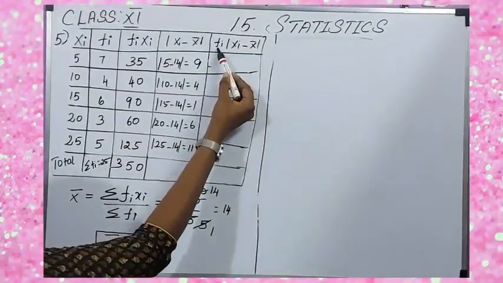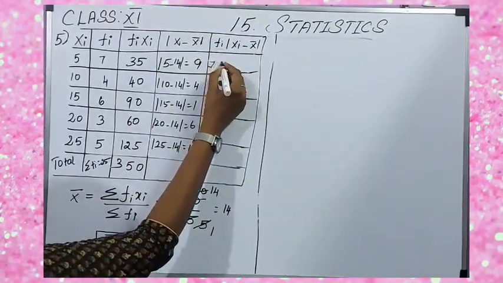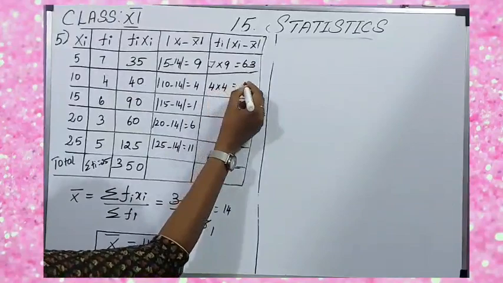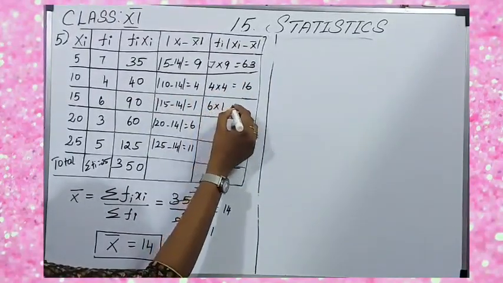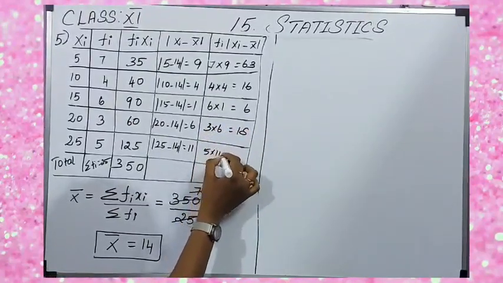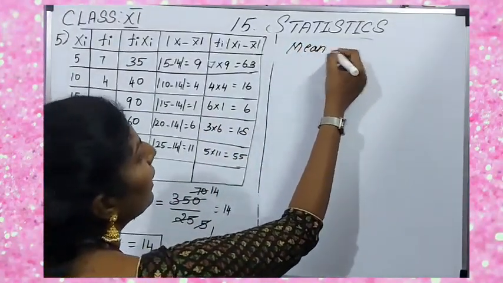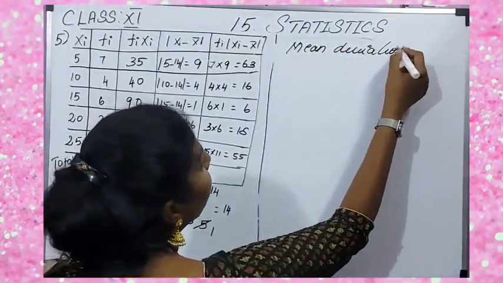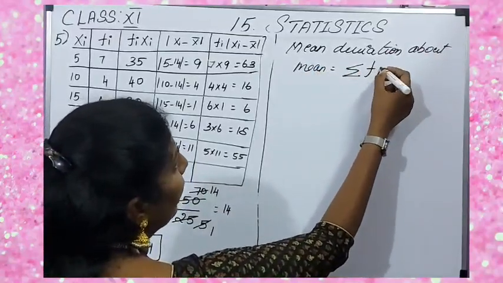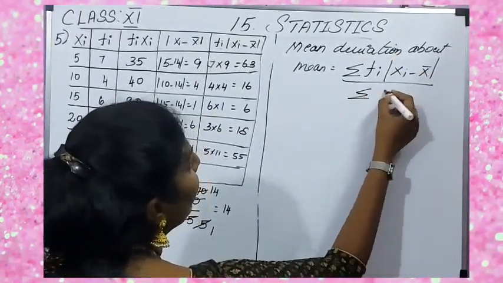Here what is given? fi into modulus of xi minus x bar. So what are my values? 7 into 9, 63. Then 4 into 4, 16. Then 6 into 1, 6. Then 3 into 6, 18. Then 5 into 11, 55. Now shall we write the formula? What is the formula? Mean deviation about mean is equal to summation fi modulus of xi minus x bar divided by summation fi.